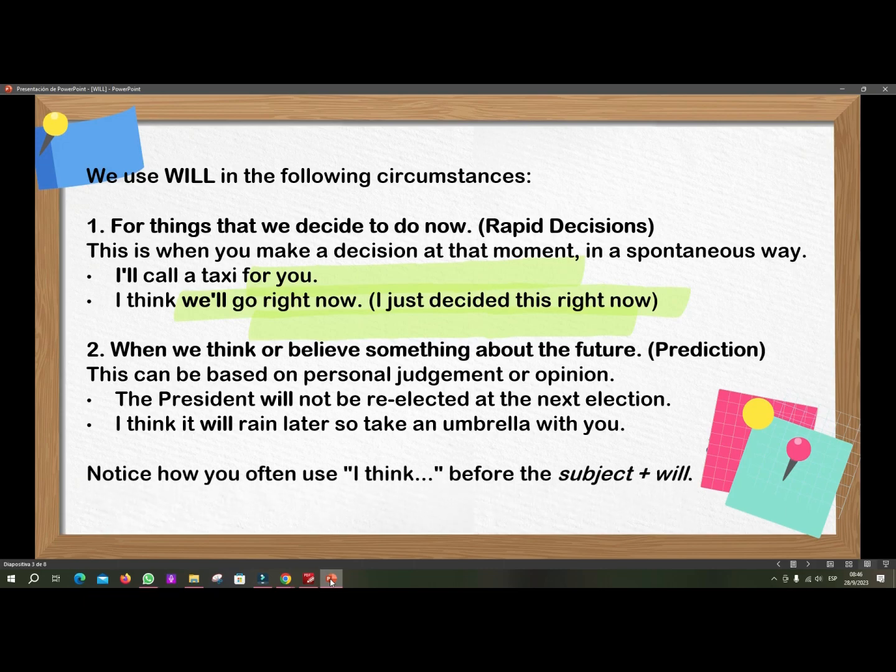Notice how you often use I think before the subject plus will. You can use this phrase, I think it will rain later, or I think it will snow later, right? So, you can use that phrase before the subject. In this case, the subject will be it, and then will. So you can use that for prediction. So, I think this will happen later, right? You can use I think in that case, okay?